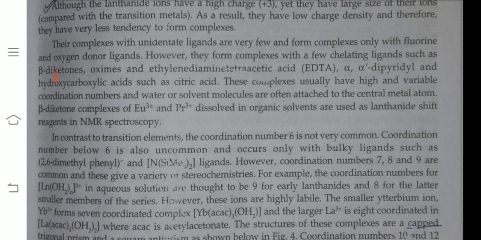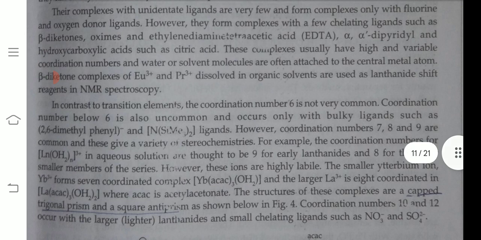These complexes usually have high and variable coordination number, and water or solvent molecules are often attached to the central metal atom. Beta diketone complexes of europium 3+ and praseodymium 3+ dissolved in organic solvent are used as lanthanide shift reagents in NMR spectroscopy.